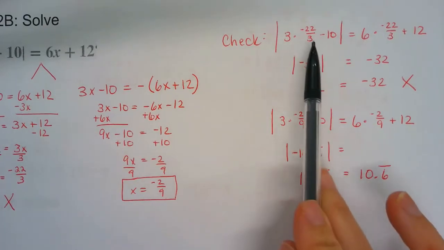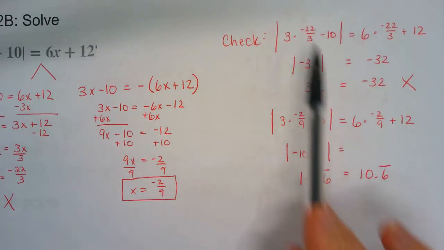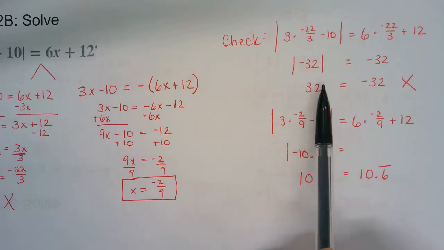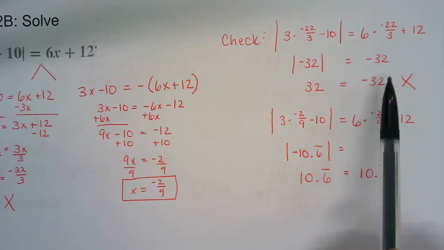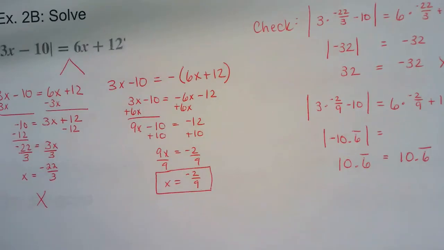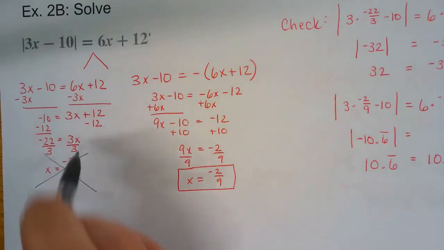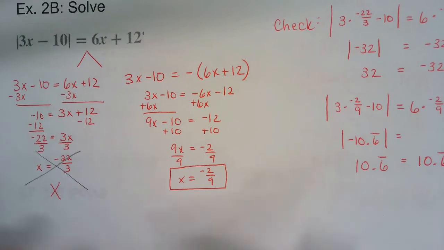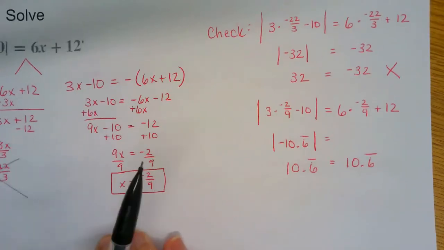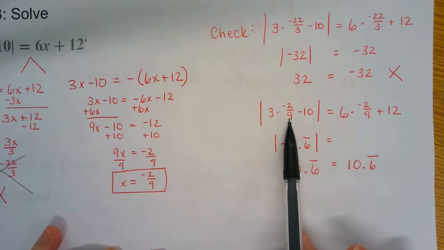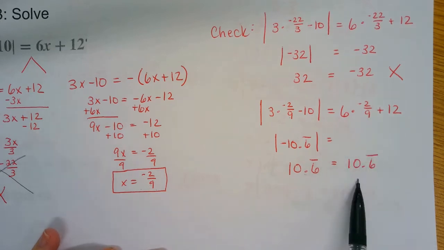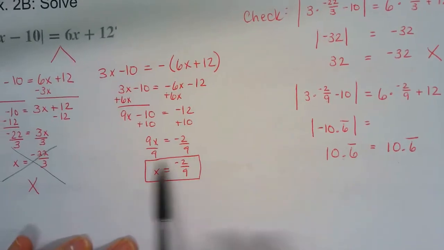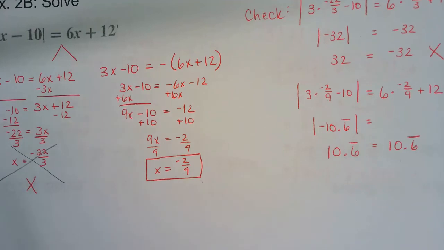Okay, so I put this guy up in here. When I typed it all in, I got absolute value of negative 32, which is just a positive 32. When I put in the right side, though, I got a negative 32. So this guy over here ends up being an extraneous solution. So it is not one of my answers. Then when I put in the negative 2/9, I got positive 10.6 repeating on the left. And on the right, I got positive 10.6 repeating. So this would be my only answer that I would write down.